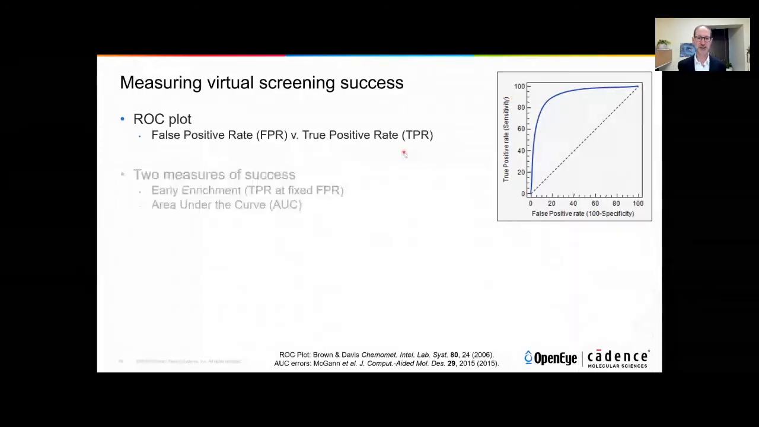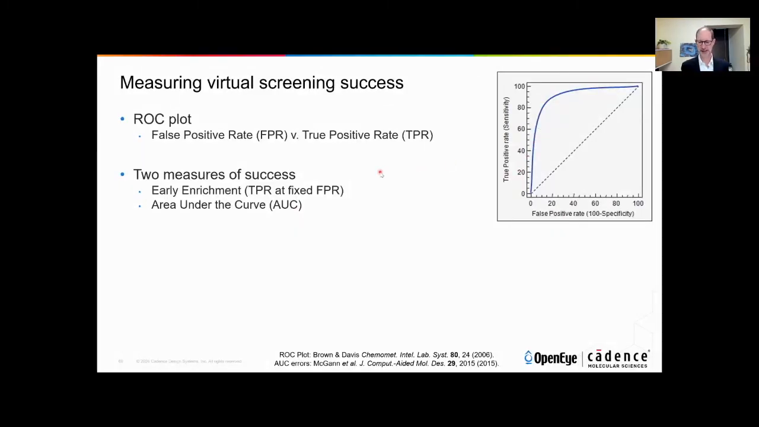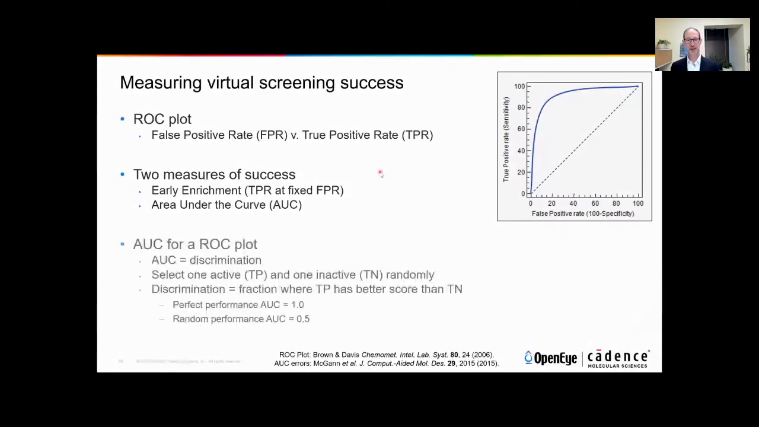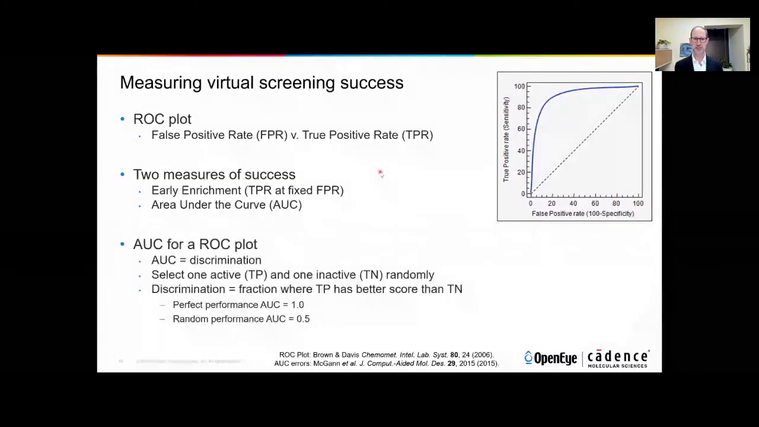We can use this curve in two ways. I'm going to focus on one of them, which is to look at the area under the entire curve. One may also look at areas under parts of the curve to get early recovery measures. The area under the curve for the ROC plot can measure something called discrimination, which says if you choose an active molecule and an inactive molecule at random, what's the probability that the active molecule gets a better score?